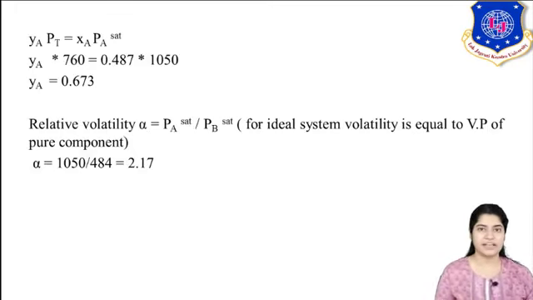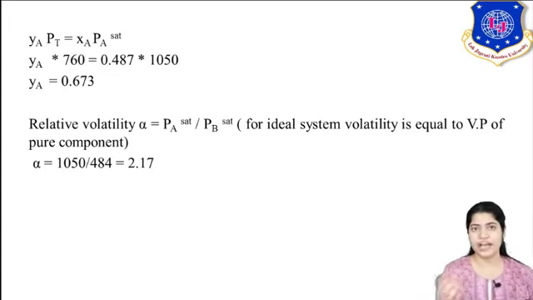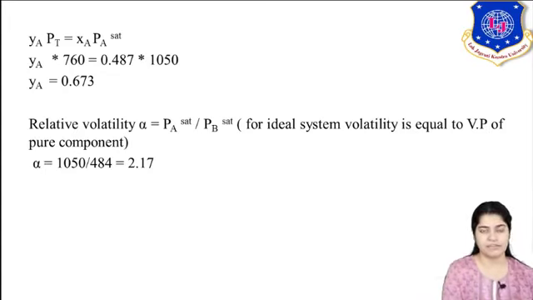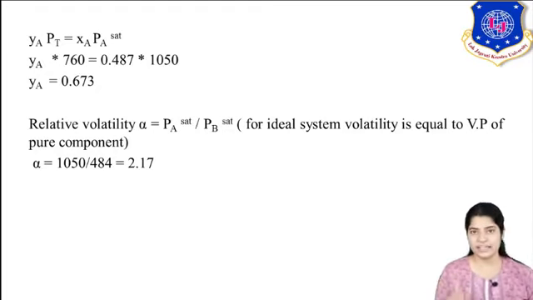Now I have to find YA. Instead of PA, I can substitute YA PT equal to XA PA sat. This is the formula of Raoult's law, but instead of partial pressure I am substituting it in terms of YA, the vapor phase mole fraction. So YA PT is equal to XA PA sat. Hence I get YA as 0.673. Now you have to find the relative volatility. As it is an ideal system, I can use my formula of relative volatility as PA sat upon PB sat.